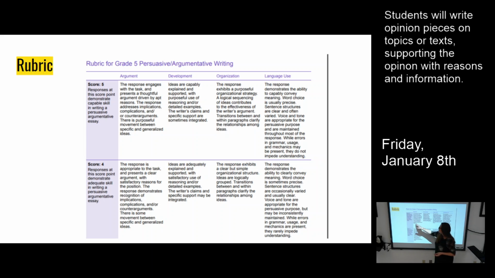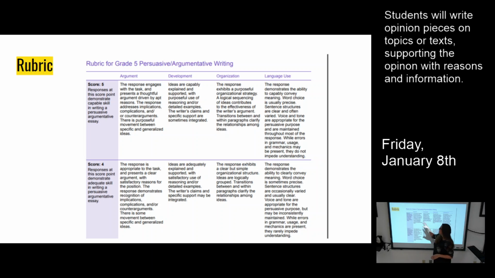There is purposeful movement between specific and generalized ideas. Development: ideas are capably explained and supported with purposeful use of reasoning and or detailed examples. The writer's claims and specific support are sometimes integrated. Organization: the response exhibits a purposeful organization strategy. A logical sequencing of ideas contributes to the effectiveness of the writer's argument. Transitions between and within paragraphs clarify the relationship among ideas.